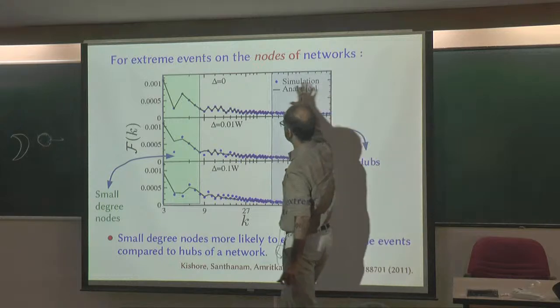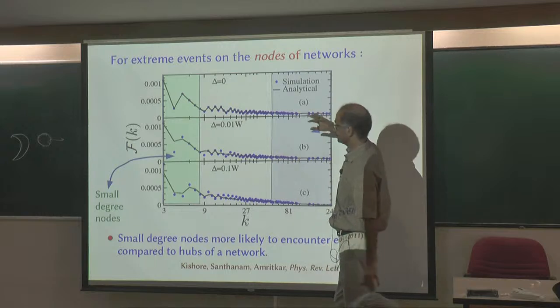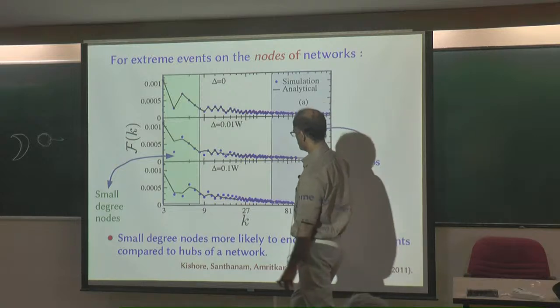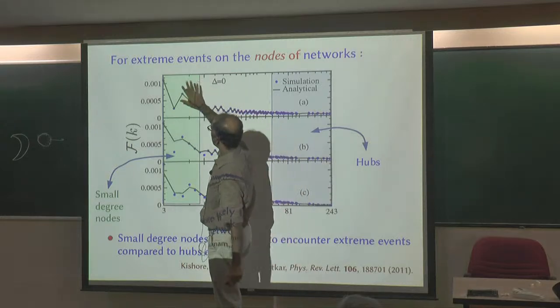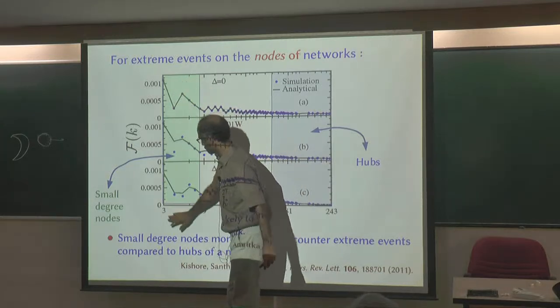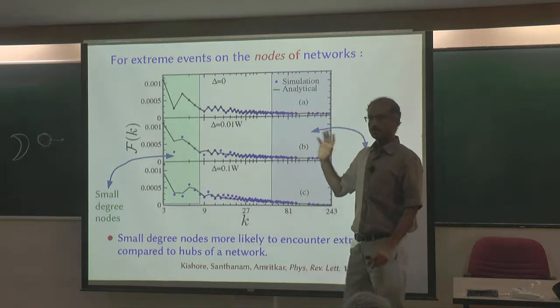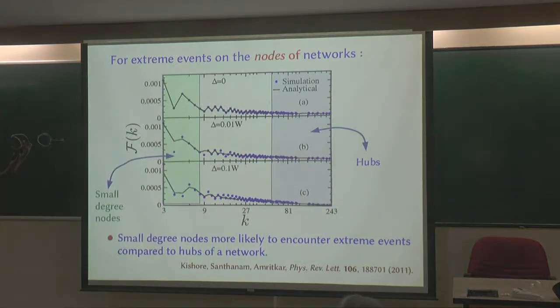So for example, you look at this top panel here, the blue dots are the simulation results, and the continuous line is the analytical result. So what you notice is that, so here is the region of small degree nodes, and the probability for occurrence of extreme event is larger for the small degree nodes, but it is actually much smaller for the high degree nodes. This is not what you would expect. Hubs by definition actually attract more walkers. So a large number of flux passes through the hubs, and typically you would expect that those would be the hotspots in a network.